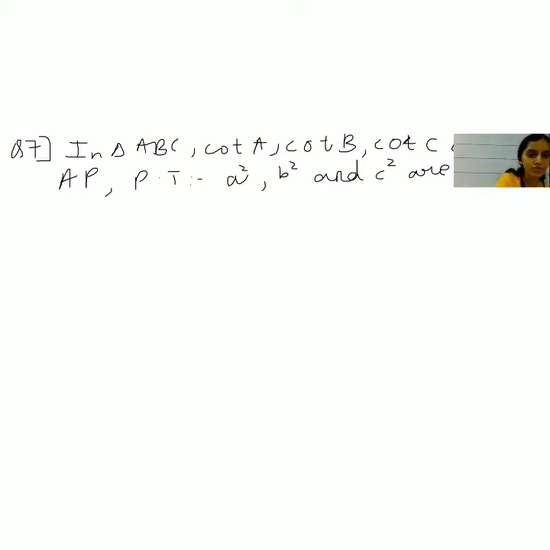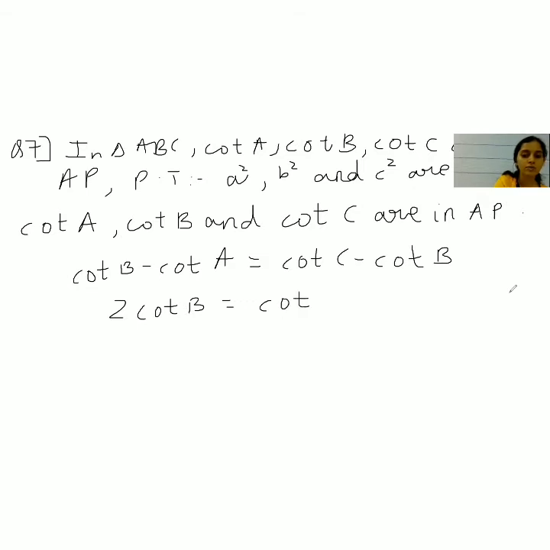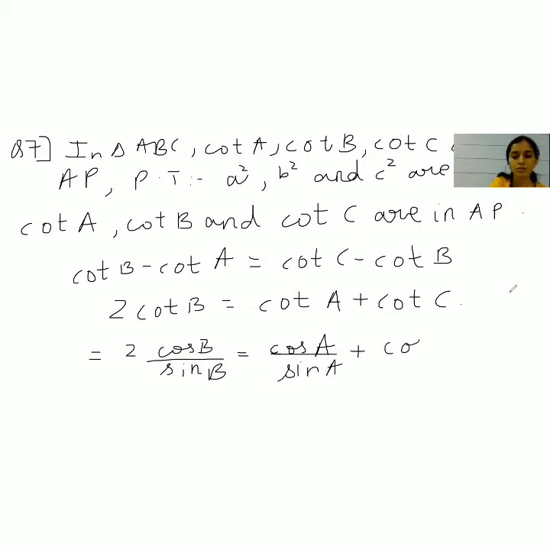So let us begin. Now when we say cot A, cot B, and cot C are in AP, what do we mean? That their difference is same. That means difference of consecutive terms is same. So we write it as cot B minus cot A will be equal to cot C minus cot B, which will give us the equation 2 cot B is equal to cot A plus cot C, which can be written as 2 cos B upon sine B equal to cot A, which can be written as cos A upon sine A, plus cot C, which can be written as cos C upon sine C.